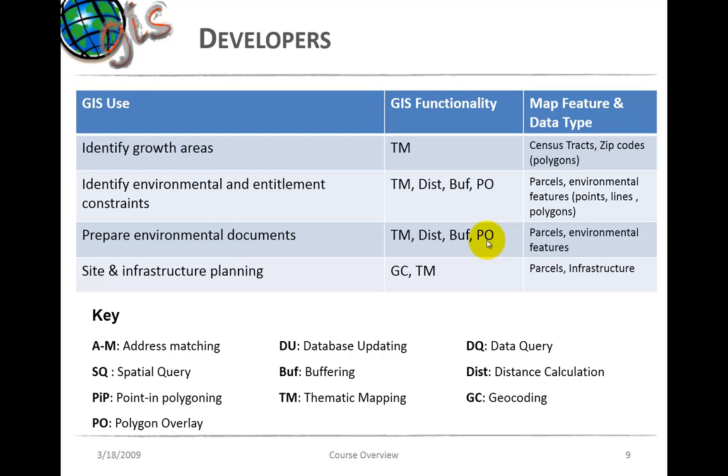They'll give you growth rates and median incomes and population densities, which could be very useful in identifying growth areas and market gaps. And then the same thematic mapping tool can be used for identifying environmental constraints, or maybe overlay flood zones and floodways and different kind of stuff, and try to use distance and buffer tools to actually identify the constraints. And then it can be useful in demonstrating some of these constraints while you're preparing environmental documents by creating good looking maps.